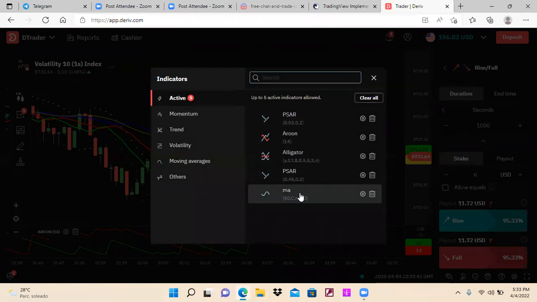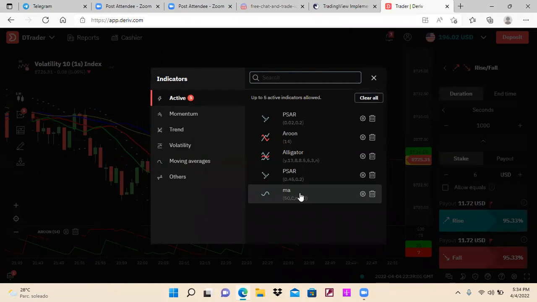So that means if the candles are above our yellow line, the market is in an uptrend. And if it's below, it is considered to be a downtrend. So I hope everybody catch that.